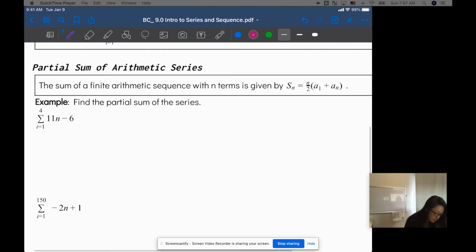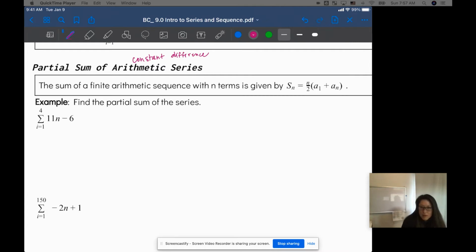Partial sums of arithmetic series, excuse me. So arithmetic, remember, is where we have a constant additive, or a constant difference, I guess. That's a better way.